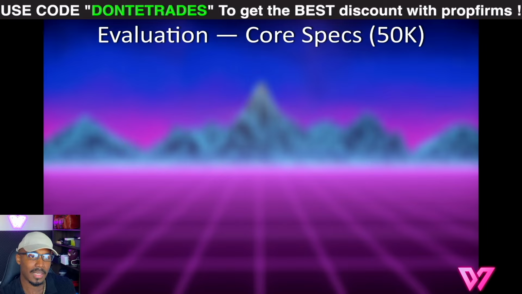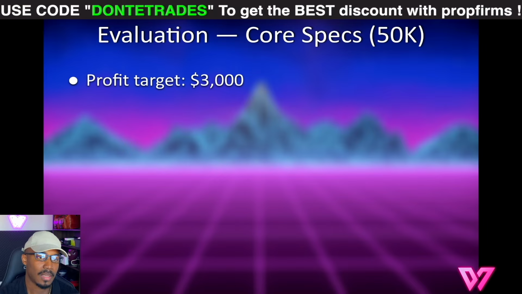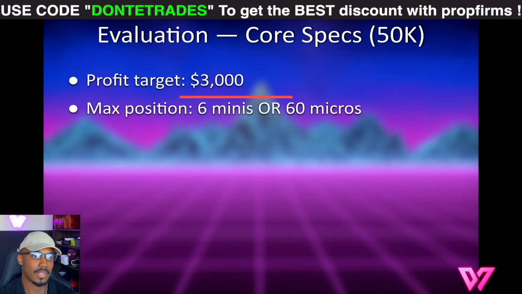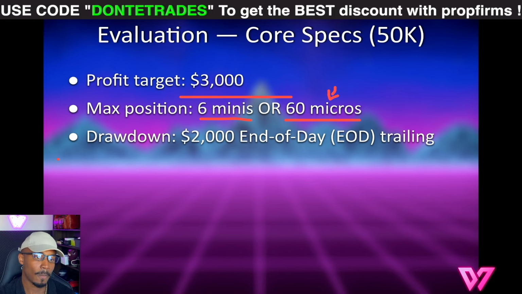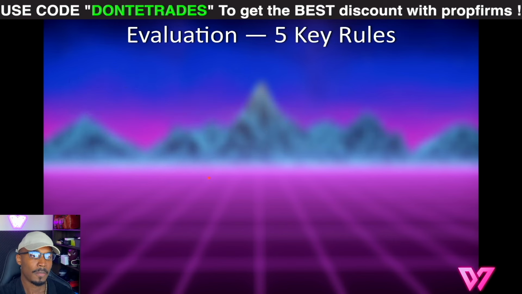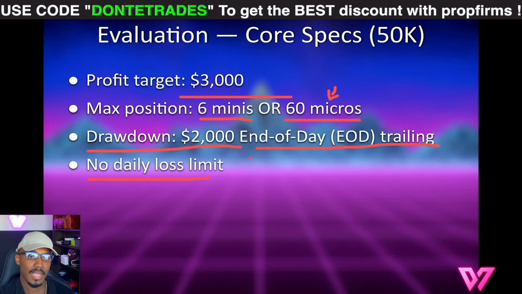And now we're going to talk about the evaluation and the core specs. So Take Profit Trader, again, we're focusing on the 50K. Profit target 3,000. The max position size is going to be 6 minis or 60 micros. So if you don't want to trade those minis, you can also break them down into micros as well. And the drawdown is going to be $2,000. That's an end of day trailing drawdown. That's really favorable. I believe before it used to be intraday, but now they moved that to end of day, and there's no daily loss limit. This is also very, very favorable, right? So these are some really good rules for the evaluation.